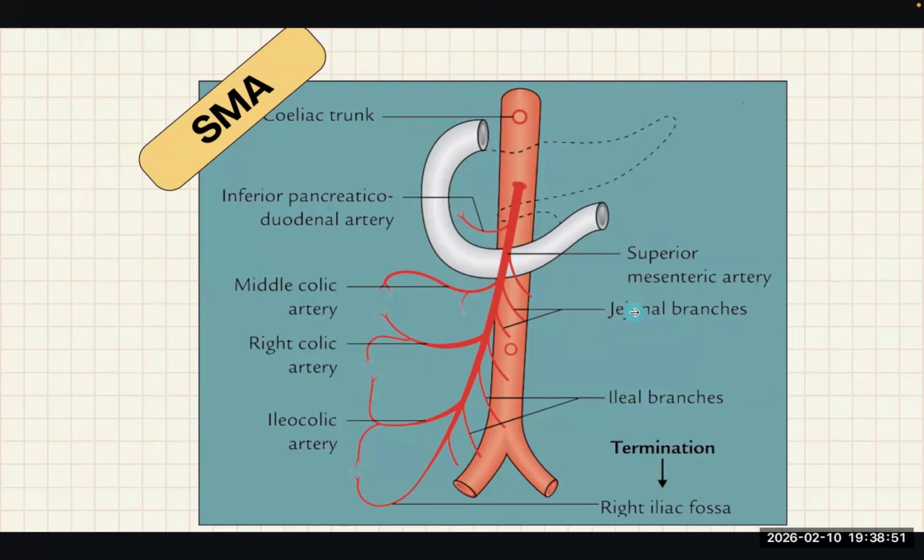So far we know that it supplies the small intestines by giving me what? Duodenal branches and ileal branches. And what else is it going to give? It's going to give the inferior pancreaticoduodenal artery. This is the part that I told you to keep in mind. If I say the superior, then where does it come from? The gastroduodenal, exactly.